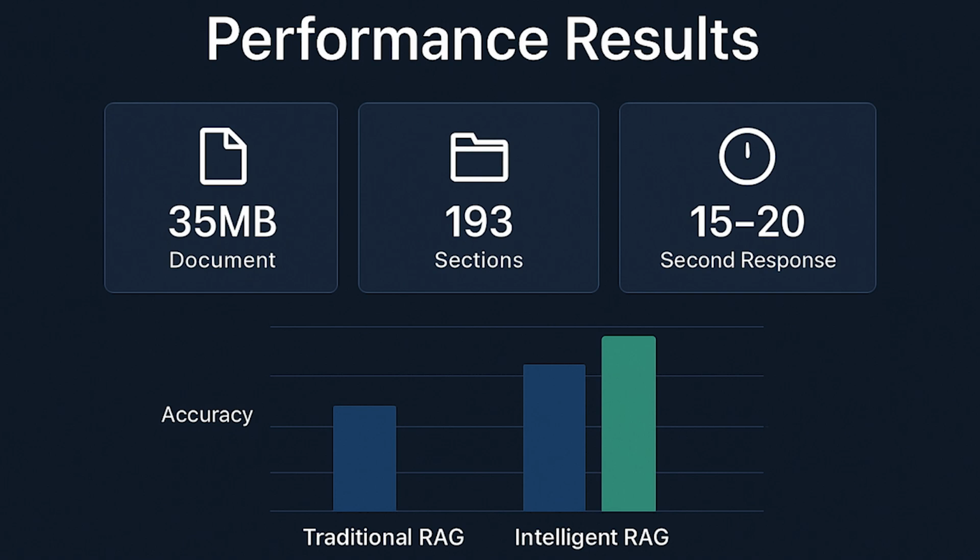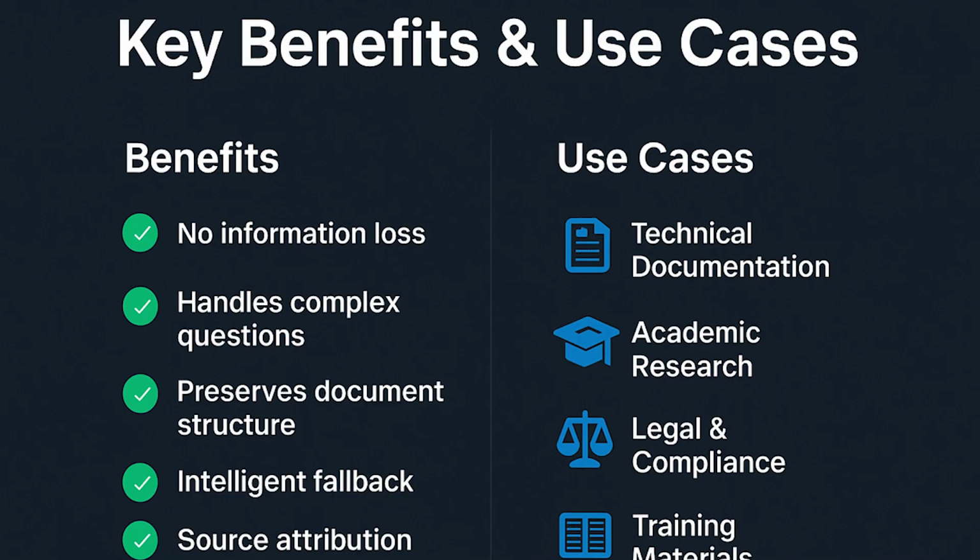The fallback system is brilliant. If hierarchical exploration fails, it automatically switches to comprehensive search across all 193 sections. So you get the best of both worlds: intelligent navigation with complete coverage. So there you have it, a complete intelligent RAG system that actually works.